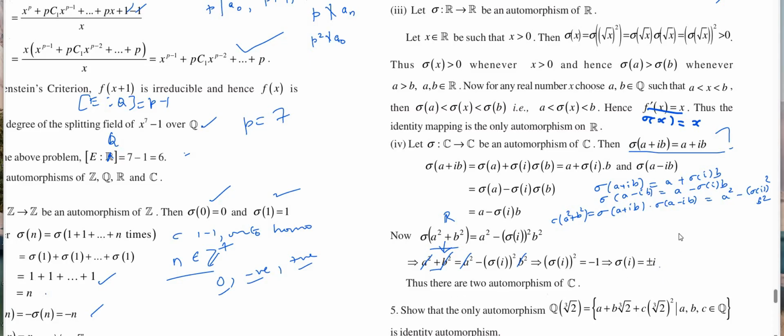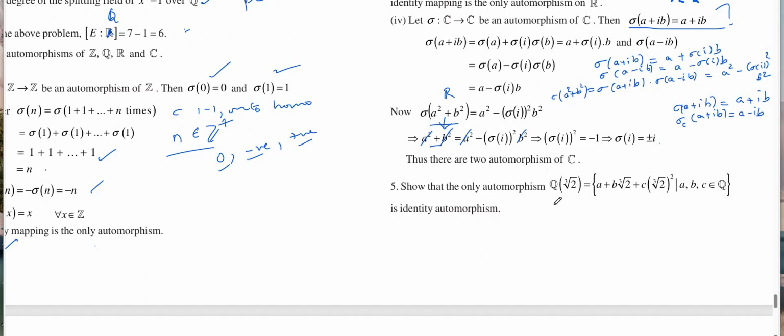Which means there are two automorphisms. One will take a + ib to a + ib itself. The other one, for convenience sake, we can denote as sigma suffix c, the conjugate. So there are two automorphisms: one is the identity automorphism, and the other we can call the conjugate automorphism, which takes any complex number to its conjugate.